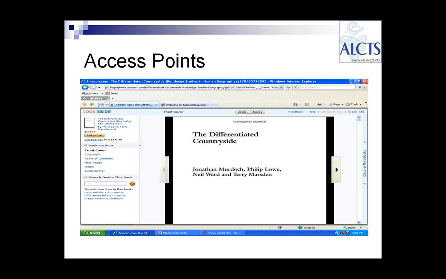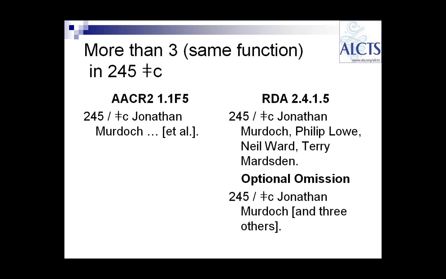Okay. And then another example of access points. Of course, you probably heard that the rule of 3 is gone with RDA. And in this case, we have 4 authors. With more than 3 entities performing the same function, such as in this case, with AACR2, according to Rule 1.1F5, you would use the convention of the first named author using the mark of omission, the ellipsis, and then the et al., for et alii.